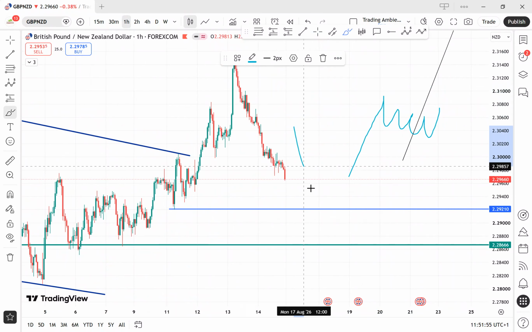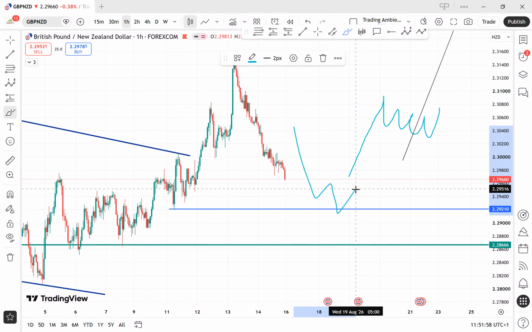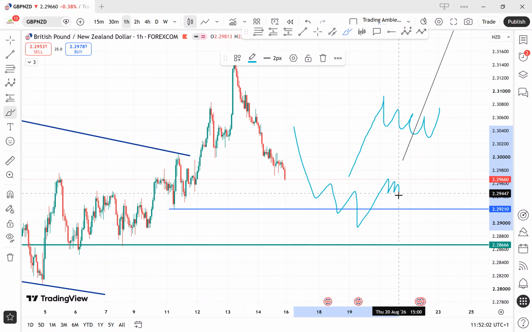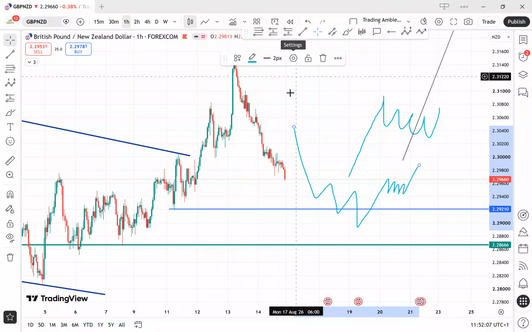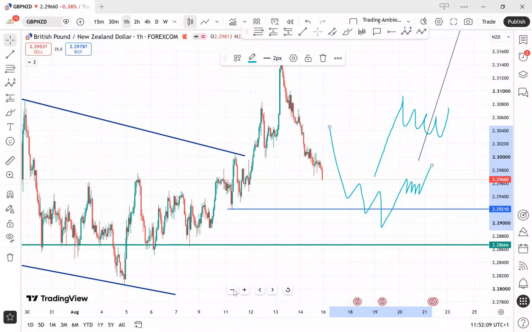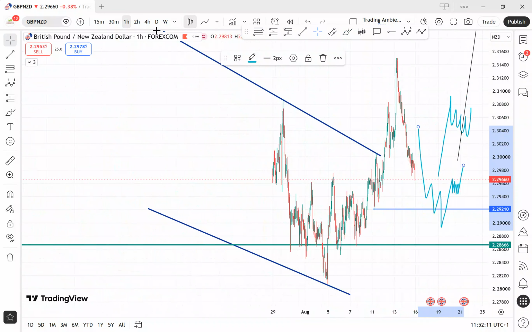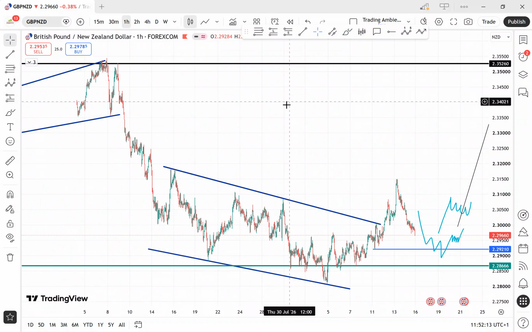So I am watching this area for a reversal on the GBP New Zealand. I am watching this area for a reversal like this, a bullish reversal structure. Then we'll wait it out to see if we have a continuation structure, and that is only when I'll be taking a buy trade on GBP New Zealand.